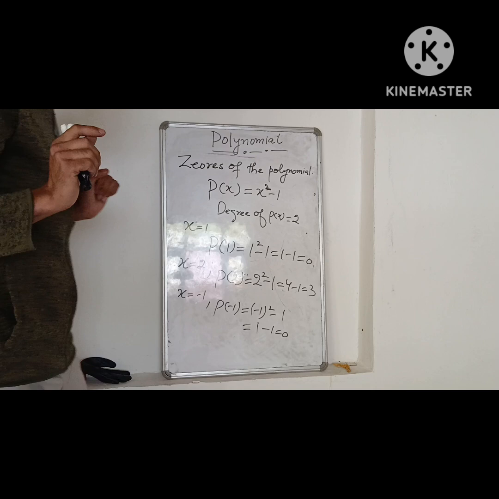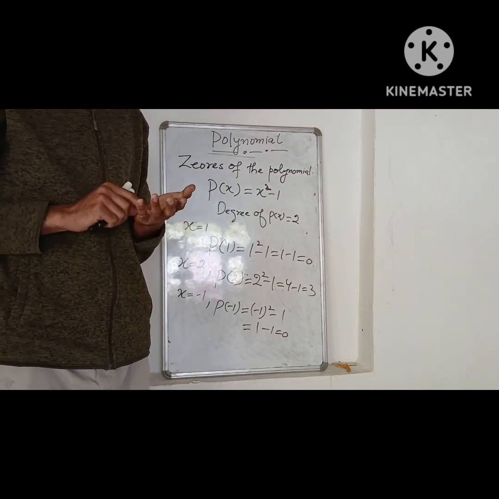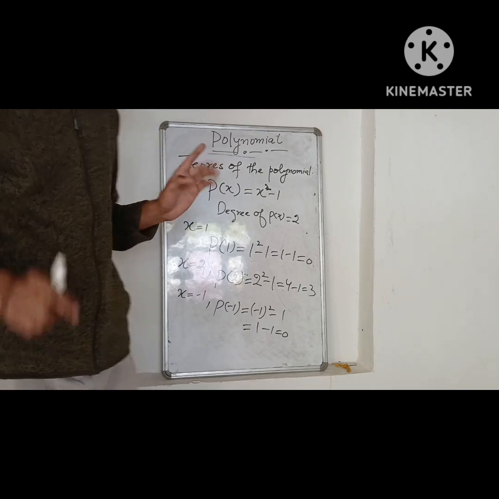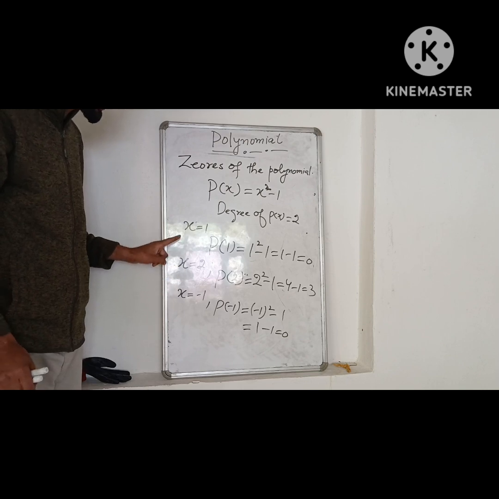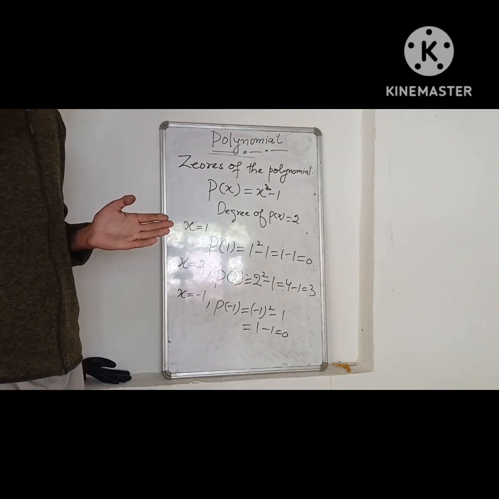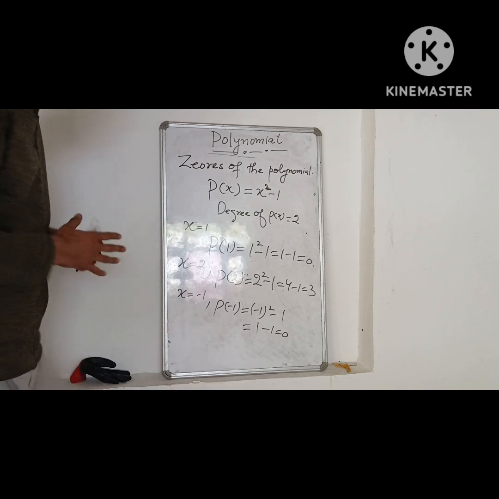And one thing you have to note down: if a polynomial has degree n, then the number of zeros should not exceed the degree of the polynomial. Here the degree was 2, therefore the number of zeros is at most 2. It may be less than 2, but it should not increase above that 2. It should remain within the 2. Okay.